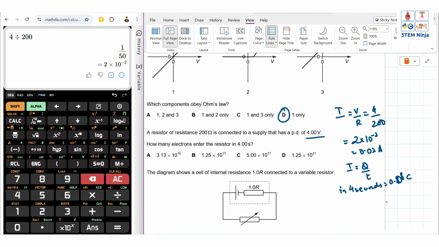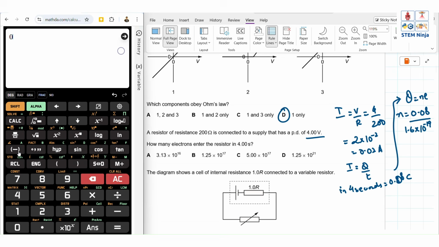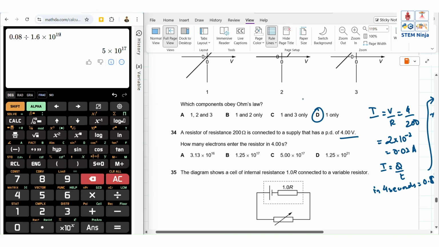coulombs. Now we need to convert this into number of electrons. We know that charge is quantized, so 0.08 coulombs divided by 1.6 times 10 raised to power minus 19, the fundamental charge. So this would be 0.08 divided by 1.6 times 10 raised to power minus 19. This is 5 times 10 raised to power 17. So C.